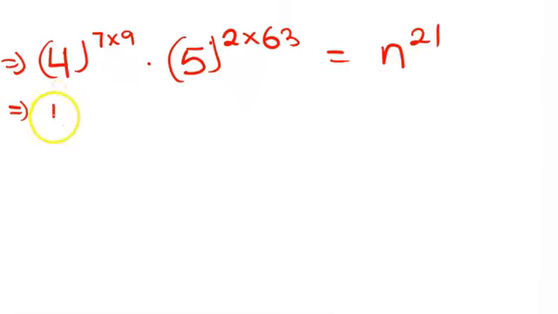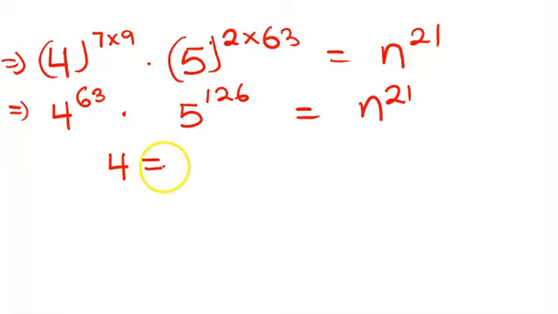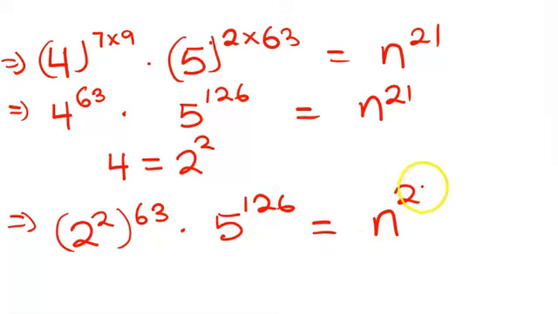So we have 4 raised to the power 63 times 5 raised to the power 2 times 63, which is 126, equal to n raised to the power 21. Now, 4 can be written as 2 raised to the power 2. In that case, this becomes 2 raised to the power 2, all raised to the power 63, times 5 raised to the power 126, which is equal to n raised to the power 21.